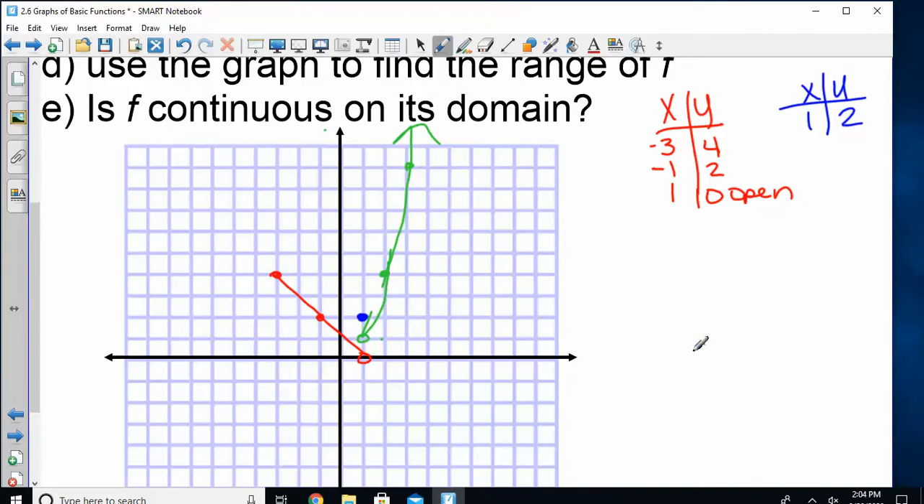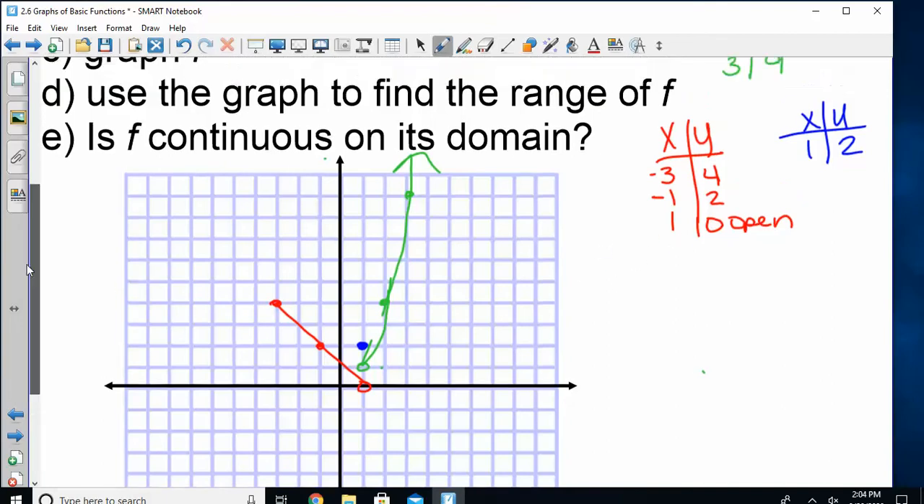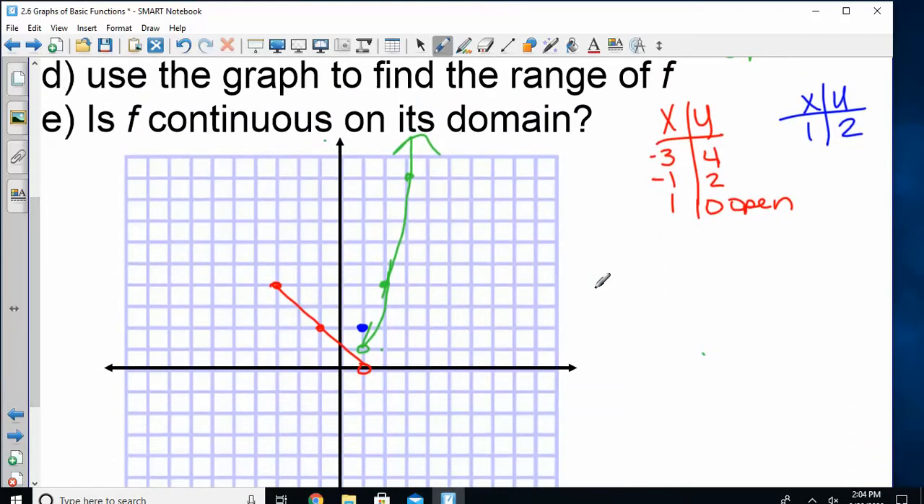Okay. So now I can answer those other questions. B was, what's the domain of this? So as I go from left to right, this thing started at negative 3. My red piece ended at 1, but I do have a closed circle at 1 with the blue dot. And then the green keeps going forever. So my domain would be good.